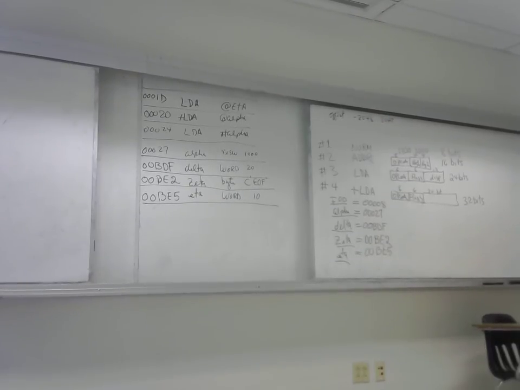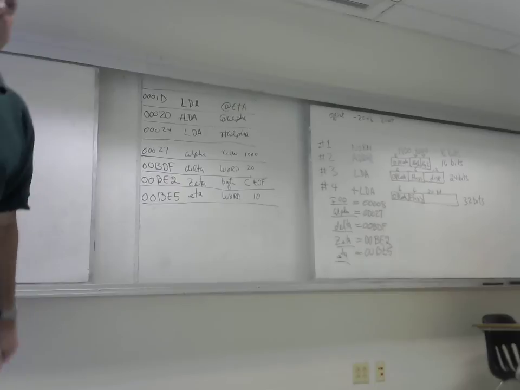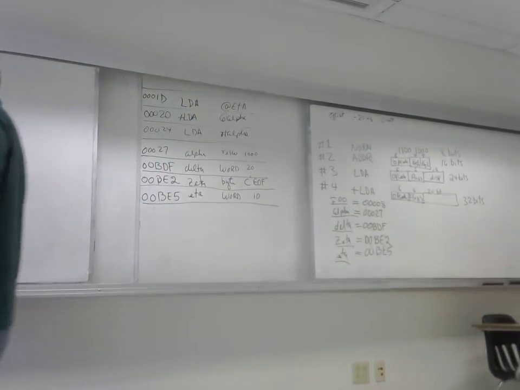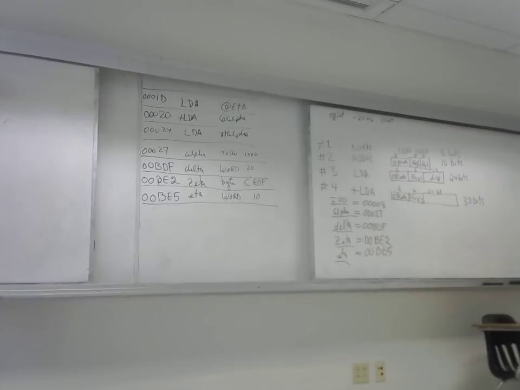Okay. So now we got pass 2. The fun begins. Now pass 2, we're going to generate all the machine code. Okay, so I'm going to add another column here, and we're going to do the machine code. So, LDB. Well, I've got my little cheat sheet right here.